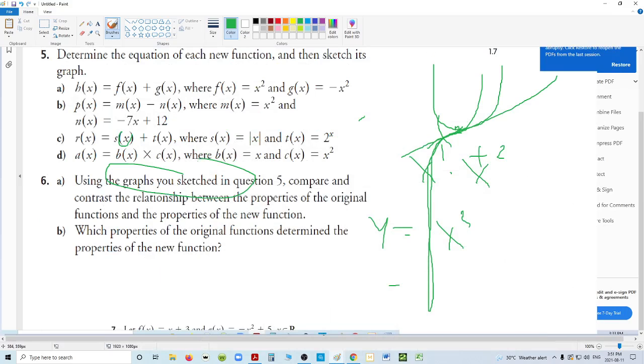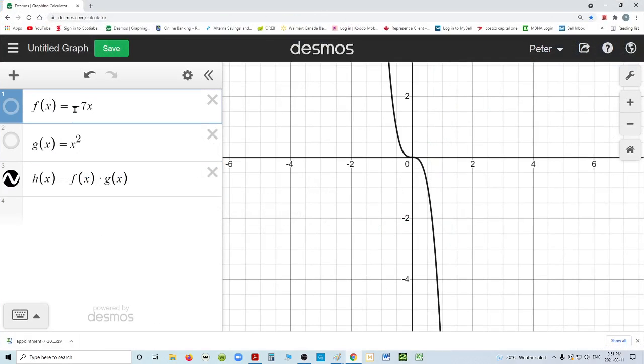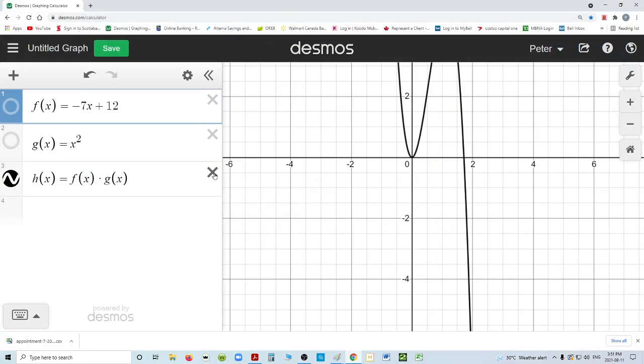Using the graphs you sketched in question 5, compare and contrast the relationship between the properties of the original function and the properties of the new function. Fair enough. We kind of did that. These nullified one another. This one created a parabola that we should actually look at. When I subtract, let's look at that line and try to understand what's going on. 7x plus 12. And I'm not going to be multiplying them.